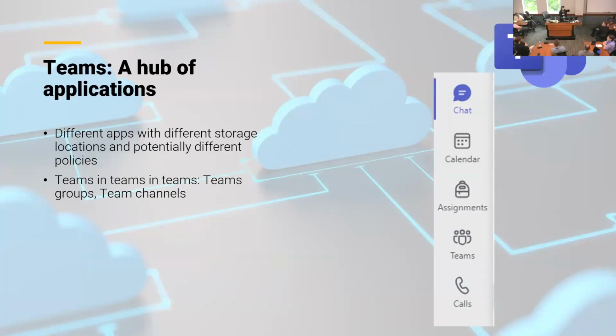So by the way, another thing I'll mention sometimes to end users is to think about each of these apps in the app bar as entirely separate programs. They point to different storage locations. There's different retention policies on them sometimes. Just think of the big teams as a hub of applications. Each of these is kind of their own separate thing.